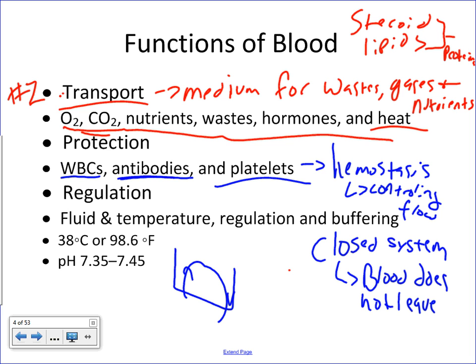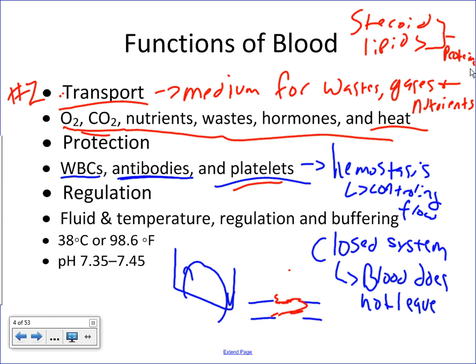And if we ever have a break in the system, a break in the plumbing, then we have to fix that break. That's where platelets come in by forming a clot. And that clot protects us from excessive blood loss, which will kill us because we'll be unable to circulate gases and nutrients and waste to the proper areas of the body.